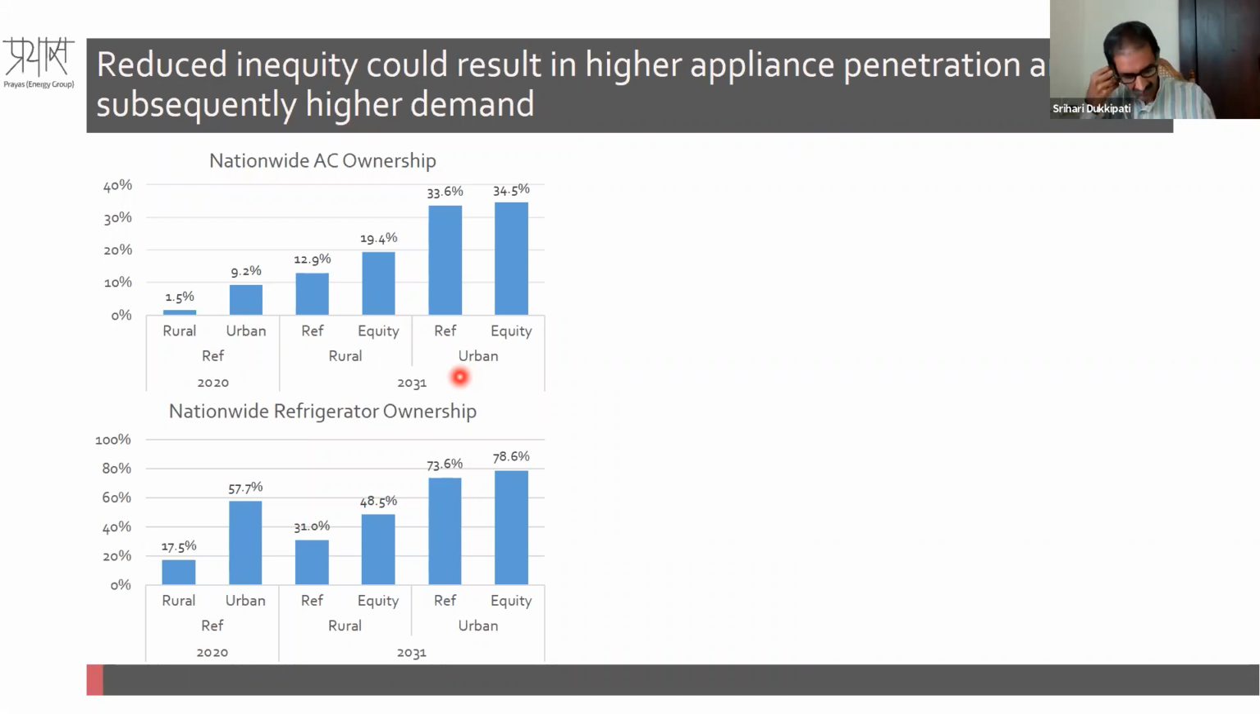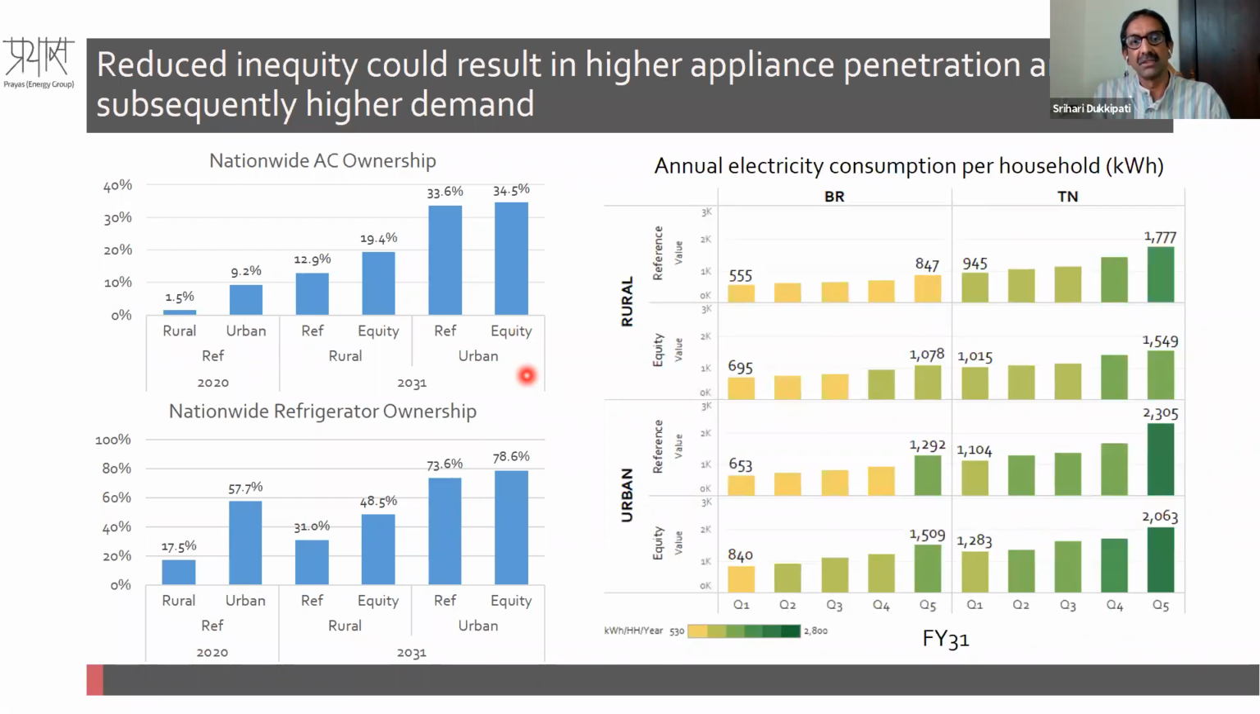Coming to the equity scenario, reduced inequity could result in higher appliance penetration. The way the inequity reduces is by increasing the MPCEs of various households, and that results in higher appliance ownership, as can be seen in the charts on the left-hand side. Consequently, the electricity consumption in poorer households also goes up in the equity scenario.